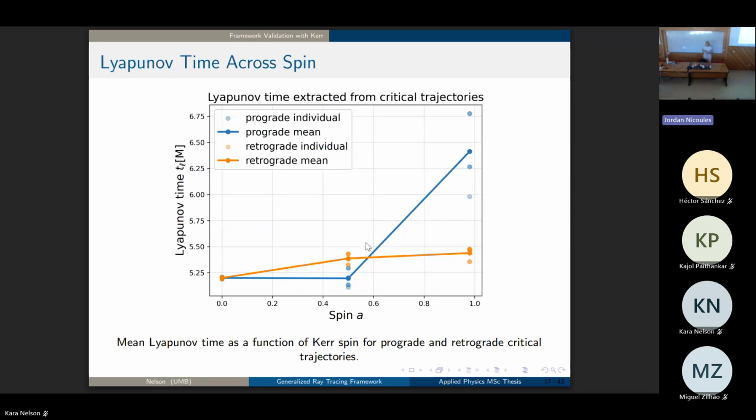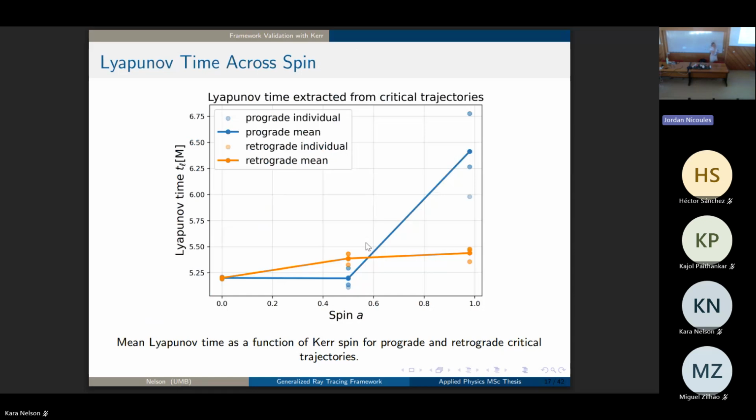Then this Lyapunov time is a quantity that depends on the angle, because I imagine that if I shoot a photon on one side, that would be prograde, but if I shoot it to the other side, it would be retrograde. So it should vary along the contour. Yes, these are all near critical trajectories, and we look at the prograde version and then the retrograde version. That's why we have two different lines here. And you can see that asymmetry between prograde and retrograde as the spin increases.